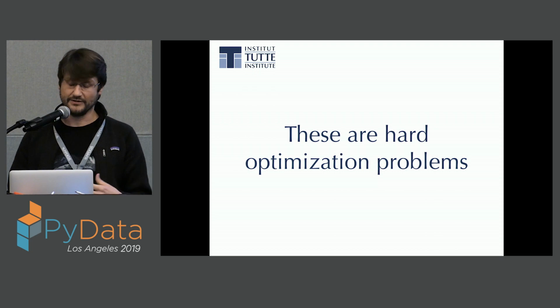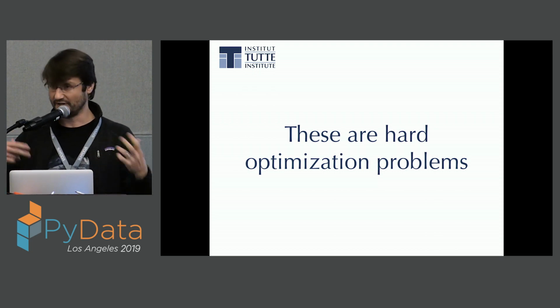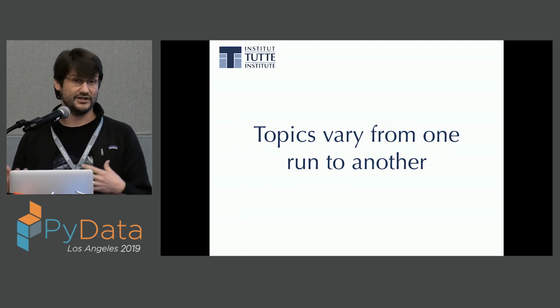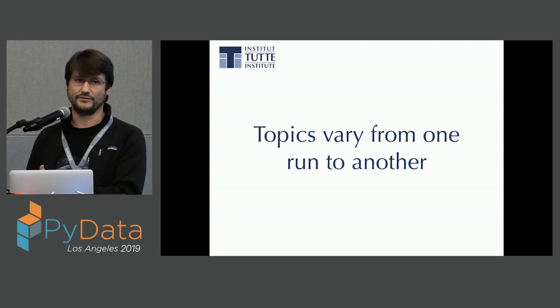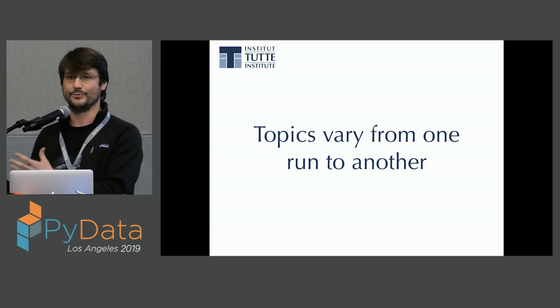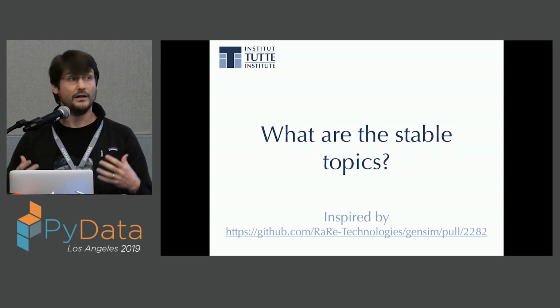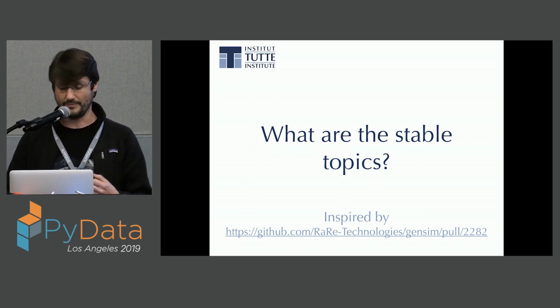The problem here is that these are hard optimization problems. We're solving a probabilistic matrix factorization, and topics vary from one run to another. You run it twice, you get a completely different set of topics, and now no one trusts the topics you produce because you never get the same thing twice. How do we fix that? Well, the goal is to find the stable topics.